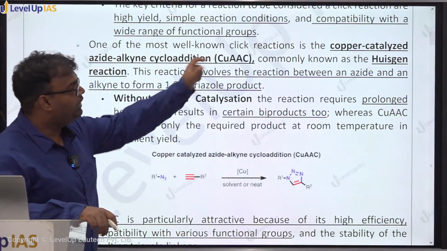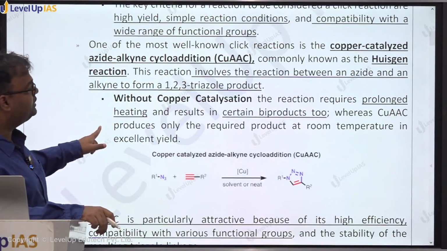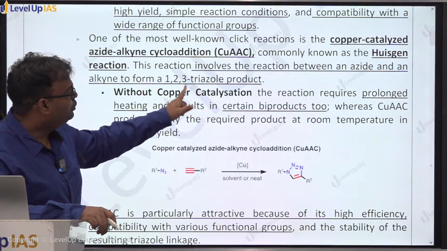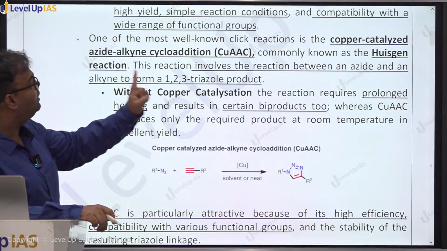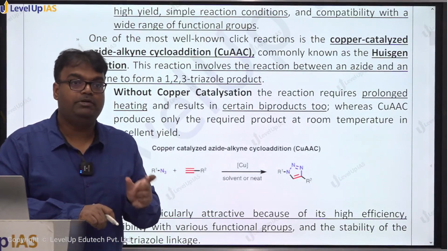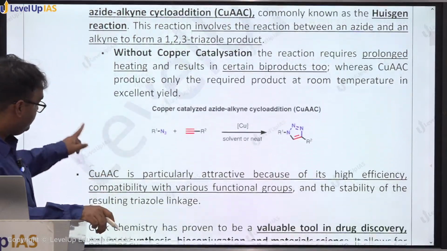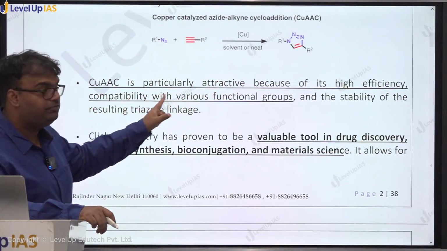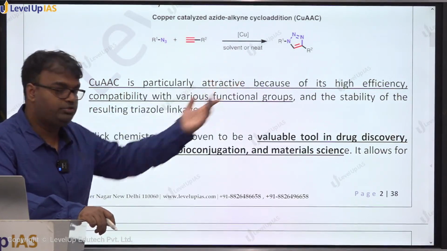So one of the most well-known click reactions is copper catalyzed azide alkyne cycloaddition, commonly known as the Huisgen reaction. This reaction involves the reaction between an azide and an alkyne, to form 1,2,3 triazole product. We do not have to remember these complex names. I just remember this copper catalyzed azide alkyne cycloaddition because एक scientist जिसको Nobel Prize मिला है अभी, उसका major contribution था ये reaction. We'll come to that. So CuAAC is particularly attractive because of its high efficiency, compatibility with various functional groups, and stability of resulting triazole linkage. The product that is produced is also stable.